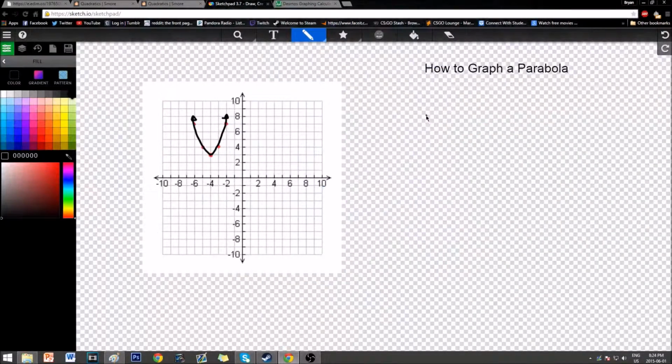So what we just learned was how to graph a simple parabola, which is right here. Now we're going to learn how to graph a parabola with a vertical stretch, and I'll show you what it is right now. So I'll write out the equation.